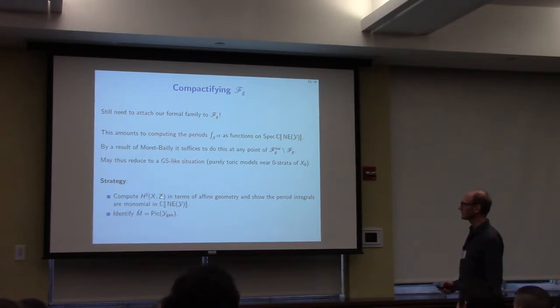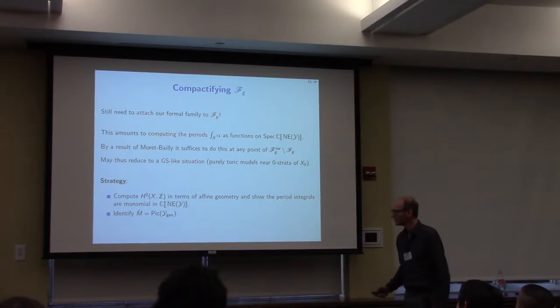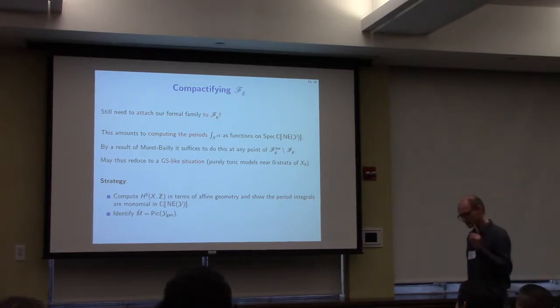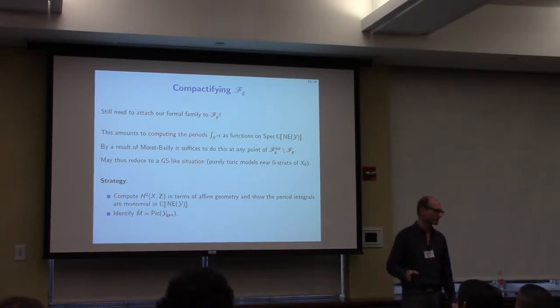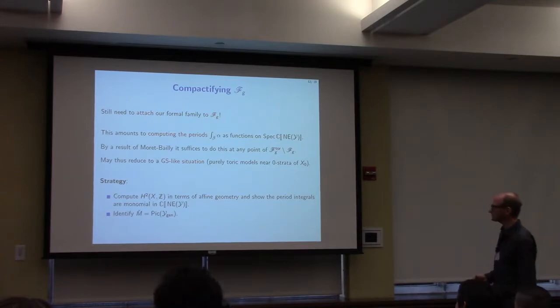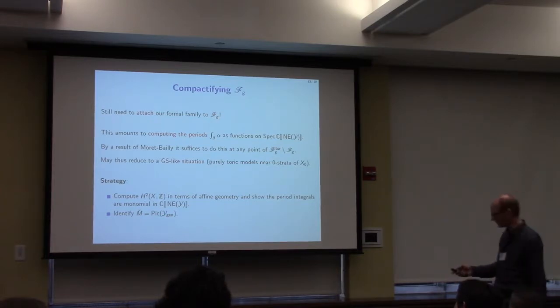So what's the strategy? So we first compute, we have to identify this H2(X,Z) in terms of affine geometry, and then we show that the period integrals are monomial in this thing. Okay? And second, we identify this M check with the Picard group of the generic fiber. Okay? So recall M check was defined as something having entirely to do with the X side. It was the perp space of the H, essentially. And that is on the mirror side. So we need some canonical identification to patch everything up.